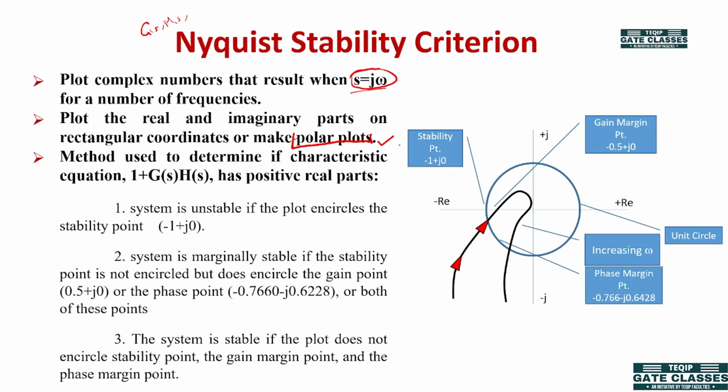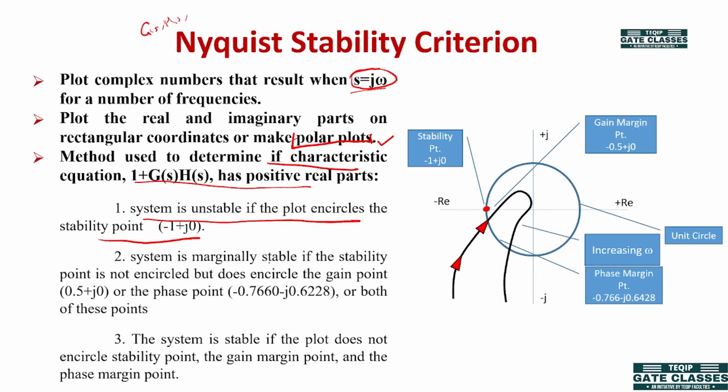Now the Nyquist stability criterion states that if the characteristic equation 1 plus G(s) has a positive real part, then the system is unstable if the plot encircles the stability point -1 plus j0. So in this graph, this is your stability point, that is -1 plus j0. We have drawn a unit circle. So this is your stability point, -1 plus j0.